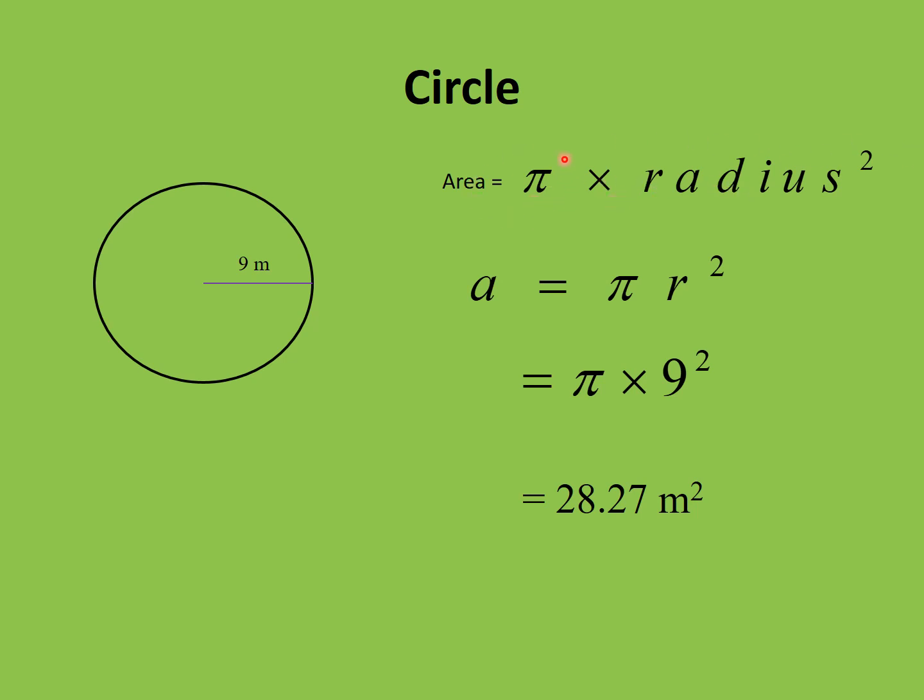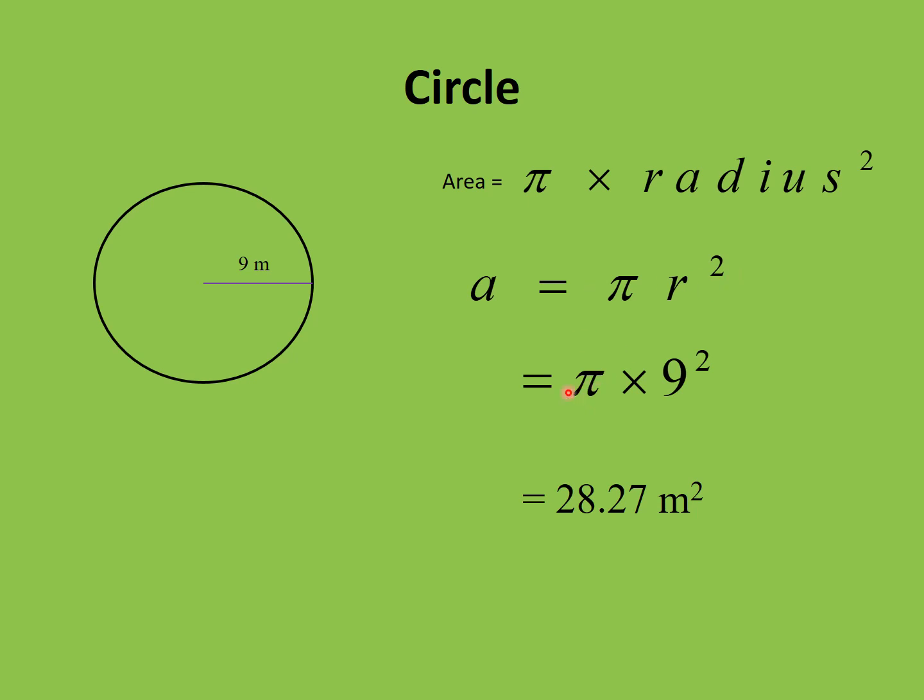You were introduced to pi when we did circumference. Pi times the radius squared. Your way of writing it is just simply A equals pi r squared. As always, substitute the letters for the numbers. This is actually a number, even though it's a symbol. So just leave it as pi. We won't write 3.14 for those of you that remember that, because you've got a pi button on your calculator.